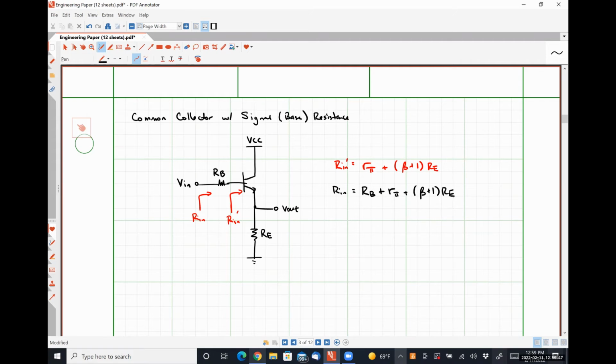For our output impedance, I'm going to circuits-one-ify this thing. Okay. So effectively, we're going to have practically the exact same circuits one representation as our previous example, except that instead of seeing R pi connected directly to ground, we're going to see R pi and RB in series.